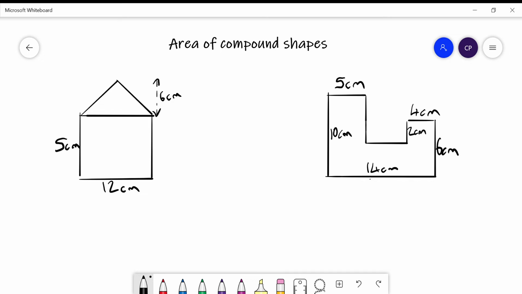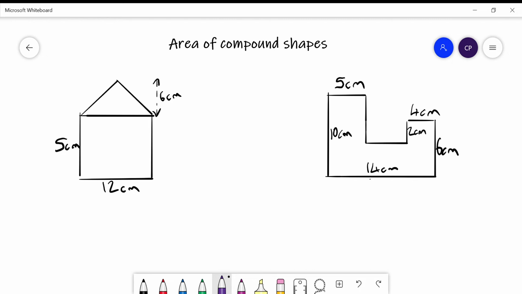Year 7, we're going to look at compound shapes and how to work out the area of them. Everything you've done before leads up to this because you've learned how to work out the area of a rectangle and the area of a triangle. And most of these shapes are made up of those shapes. So as long as you can work out the area of a rectangle or a triangle, you should be fine.